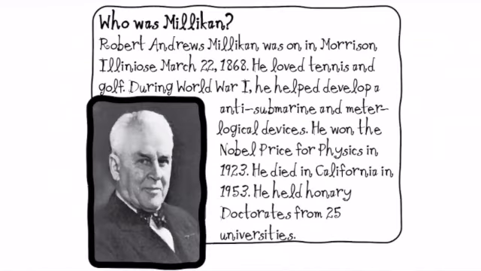Robert Millikan was born in Morrison, Illinois on March 22, 1868. He loved tennis and golf. During World War I, he helped develop an anti-submarine and meteorological devices. He won the Nobel Prize for Physics in 1923. He died in California in 1953 and held honorary doctorates from 25 universities.